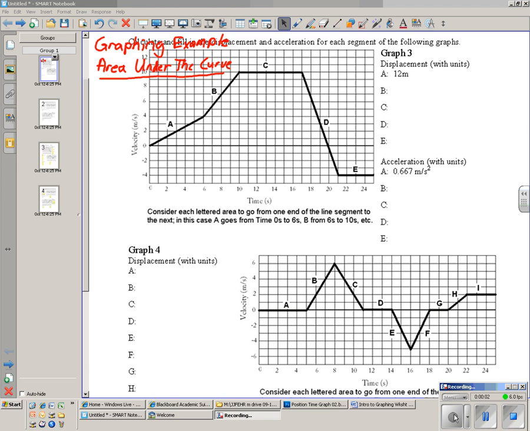Graphing example, area under the curve. Anytime I'm working with the graph, there are a few steps I should start with immediately. First, I should look at what type of graph I have, then think about what I'm looking for, and then finally decide what operation I should do.